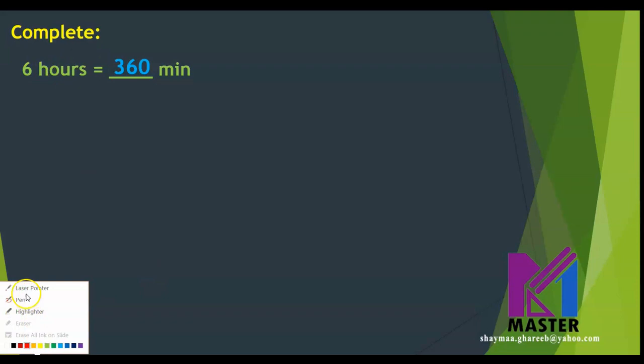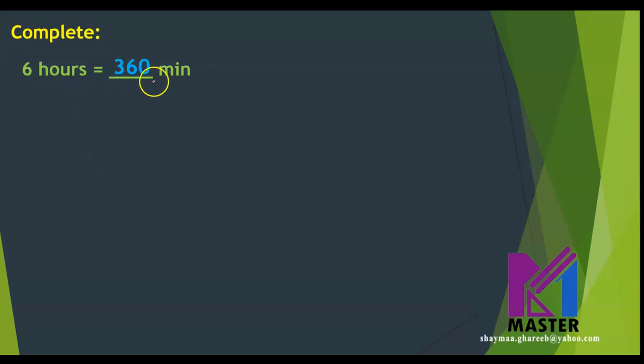Now, look at this example. I want to write the number of hours here into minutes. We said there are 60 minutes in the 1 hour. So, when I change from hours to minutes, I will multiply by 60. 6 times 60 equals 360. 6 times 6 equals 36, then times 10, so it will be 360.